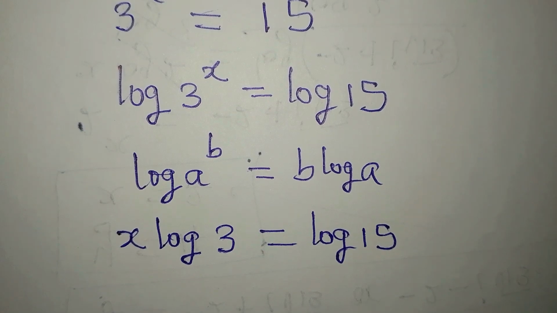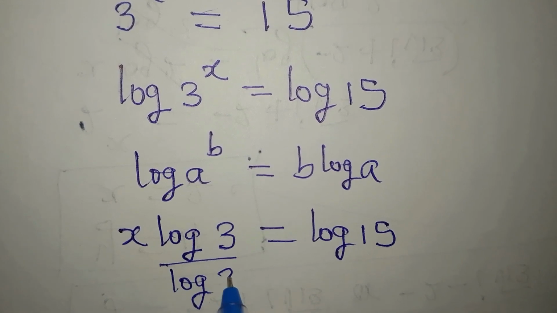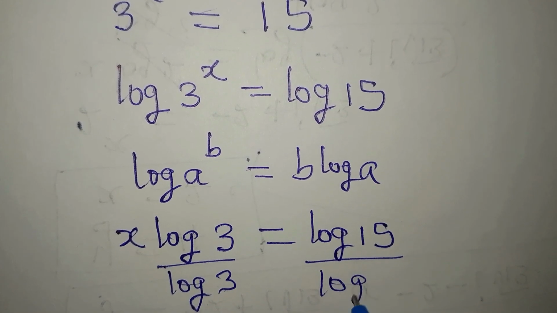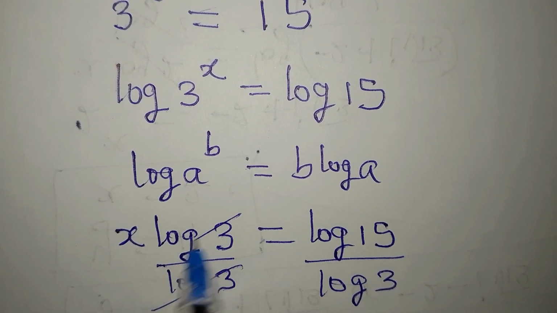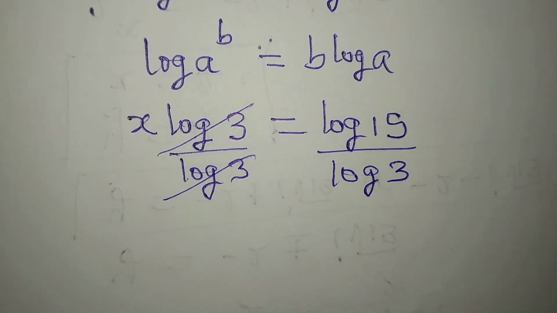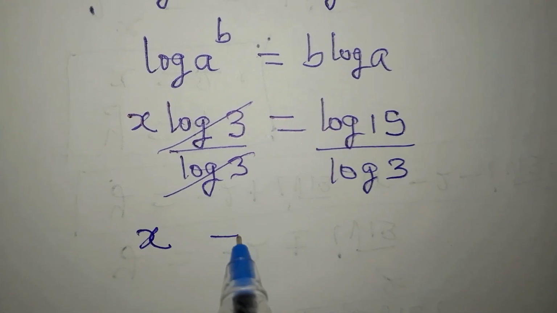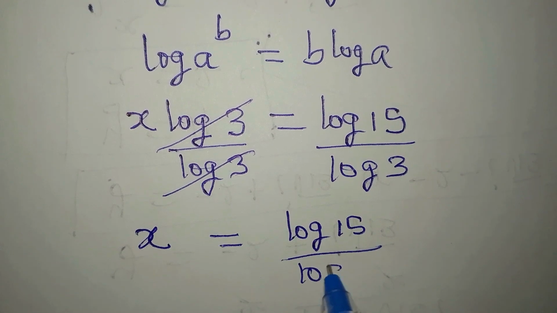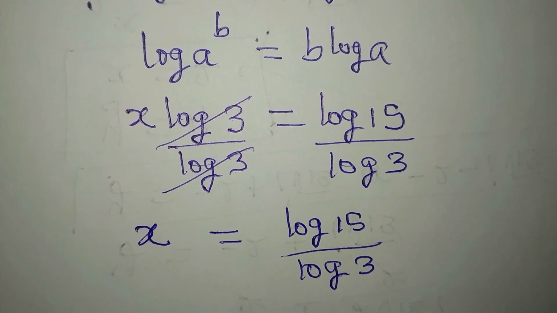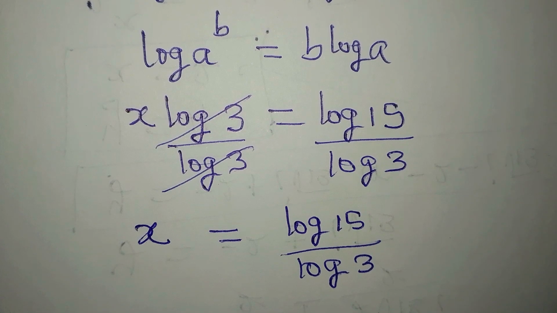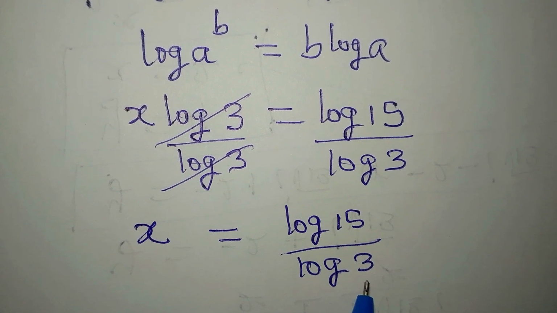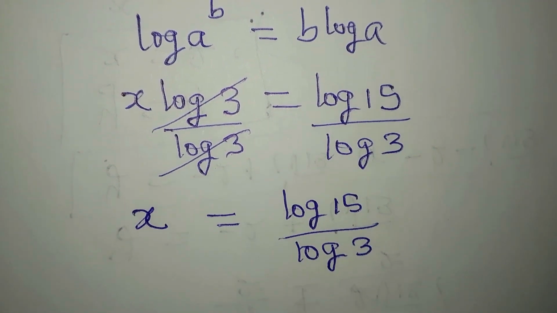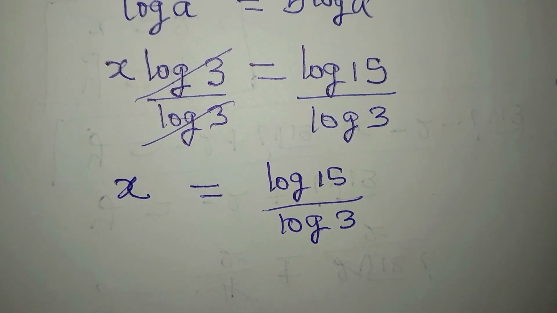Now, we want to make x the subject, so we can simply divide this by log 3. Then divide this by log 3. Now, our x is alone and is equal to log 15 divided by log 3. Do you know that someone will be tempted to say log 15 divided by log 3 is the same as log 5? Someone could make that mistake, but that is not right.